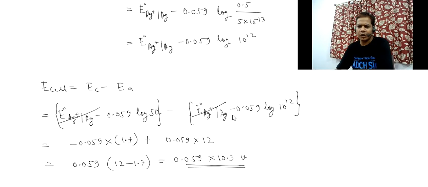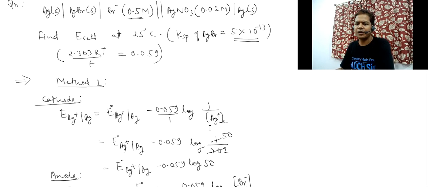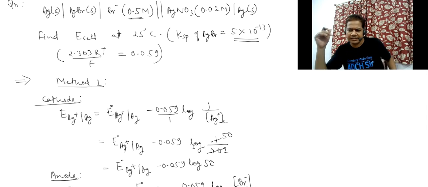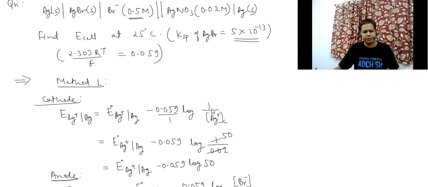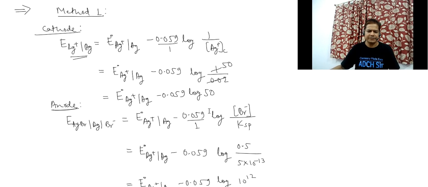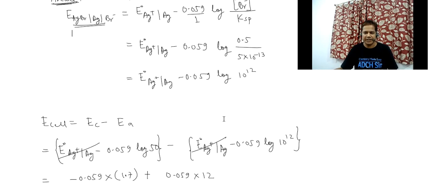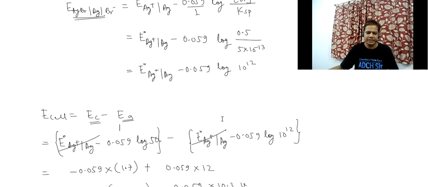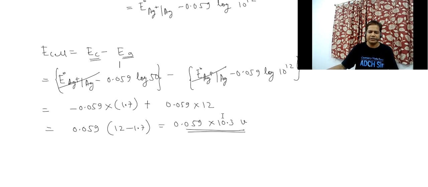So this is a slightly longer method. We'll do this question by a shorter method also. Okay, let me revisit this, just summarize the calculation we did. We calculated the electrode potential of cathode by applying the Nernst equation. We calculated the electrode potential of anode by the concept we just learned in the above section in this video, how to calculate the electrode potential of a metal insoluble salt electrode. Once we calculated E cathode and E anode, we calculated the E cell by subtracting the E anode from E cathode. E cell is standard reduction potential of cathode minus reduction potential of anode. We did this and we got our answer as 0.059 into 10.3 volts.